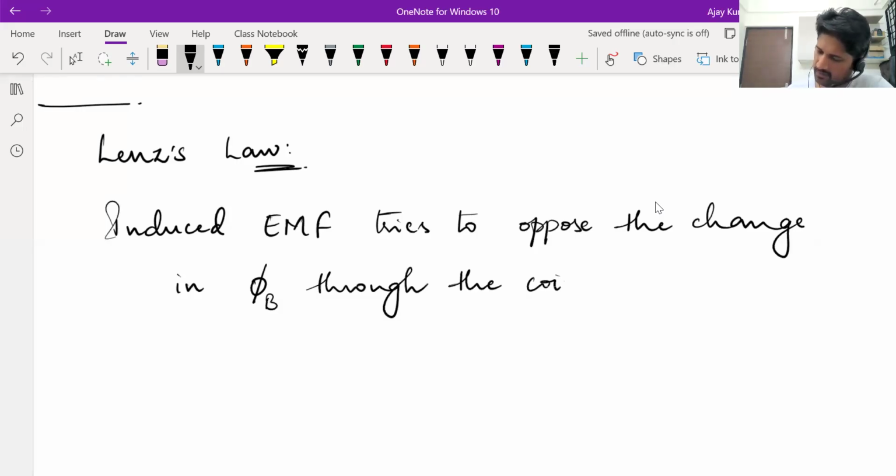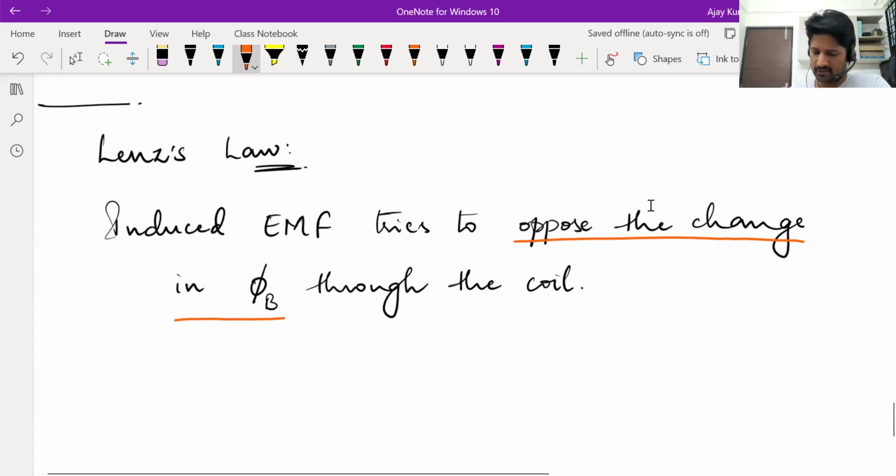Very, very important statement. Remember this, it opposes, or tries to oppose, the change in magnetic flux through the coil. Now, how can EMF oppose the change in magnetic flux? Let us discuss that point first.